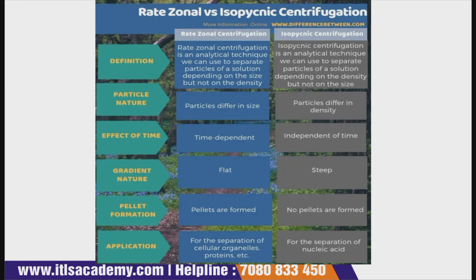And second is the particle nature. In rate zonal the particles differ in size, whereas in isopycnic the particles differ in density. Rate zonal is time dependent, whereas isopycnic is independent of time. The gradient nature is flat in rate zonal and steep in isopycnic. Regarding pellet formation, in rate zonal the pellet is formed, whereas in isopycnic no pellet is formed. As for application, rate zonal is used for the separation of cellular organelles and proteins, and isopycnic is used for the separation of nucleic acids.